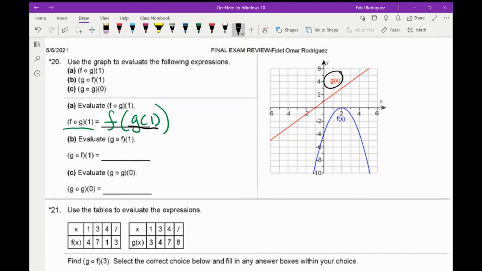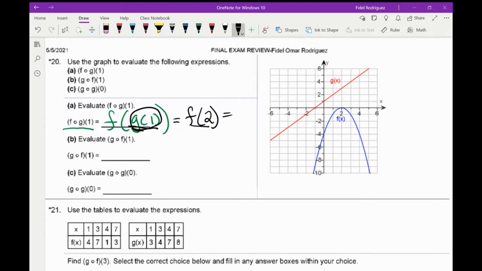So I want you to notice g is the red line and f is the blue one. I'm going to cruise along the x-axis until x is equal to 1. So I'm right here. And I want to figure out what's the value of g. So I'm going to go up, and the value of g when x equals 1 is 2. So instead of writing g of 1, we know that g of 1 is equal to 2. All right. Now we're going to do the next part.